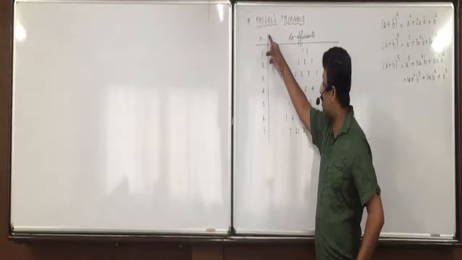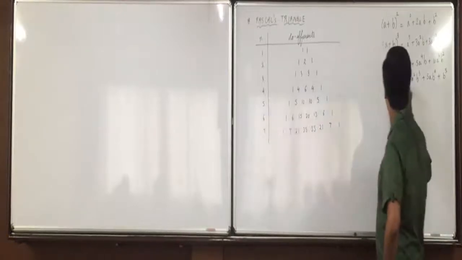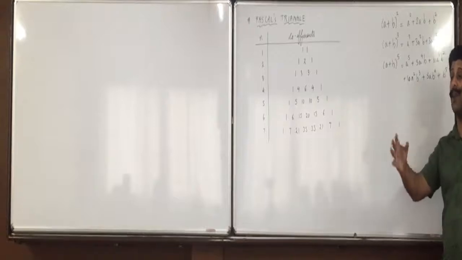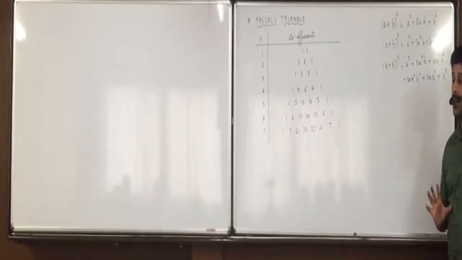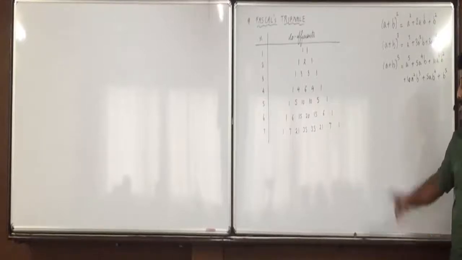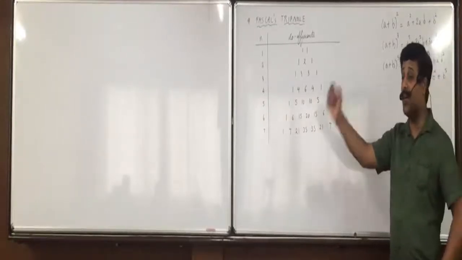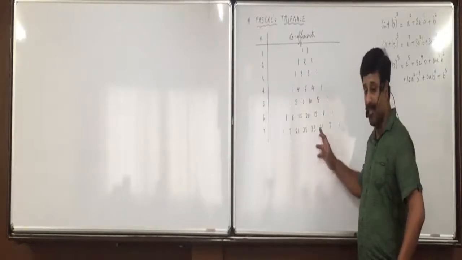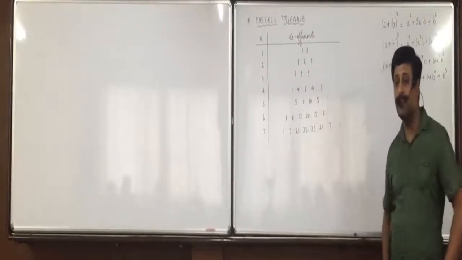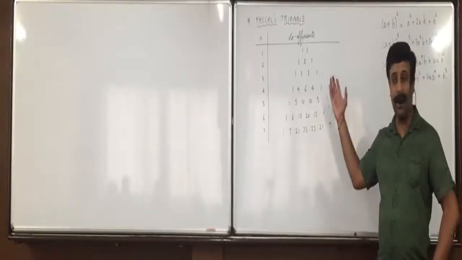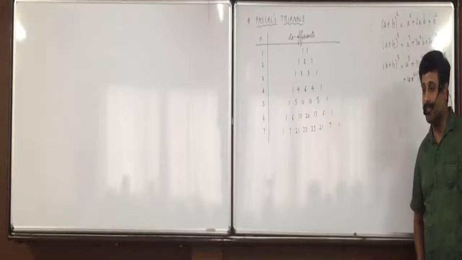So if your n is given as 5, then directly write 1, 5, 10, 10, 5, 1. No need to solve that and show the calculations. Directly take it from Pascal's triangle. Like just now I solved for 7, then I directly wrote 1, 7, 21, 35, 35, 21, 7, 1. Did you understand this portion, everyone? So note down this Pascal's triangle.